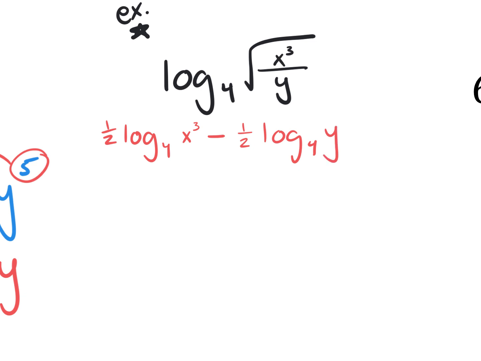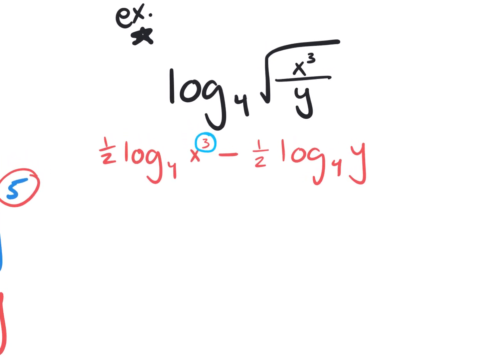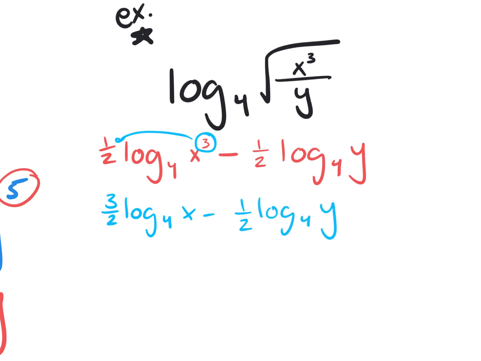Now what would I do with the exponent that I have here? What do I do with the exponent? Joy, what do we do with the exponent? We move it in front. But if I already have a number out front, what do I do with the two numbers now? Multiply them. So this would be 3/2 log base 4 of x minus 1/2 log base 4 of y. Perfect.